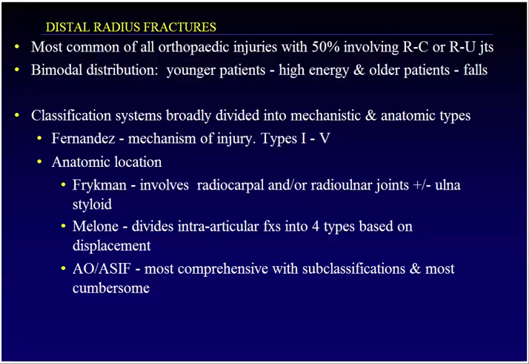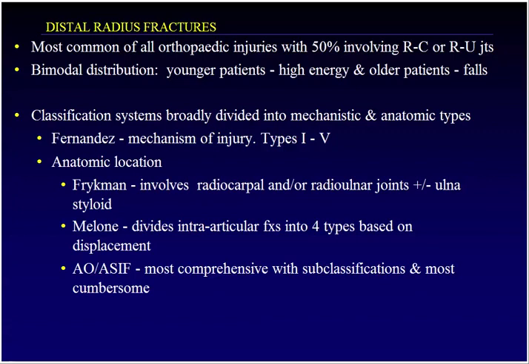Distal radius fractures. The last thing we're going to talk about in the upper extremity are the most common of all orthopedic injuries or orthopedic fractures. 50% of them will be intra-articular and involve either the radiocarpal or the radial ulnar joints. They have a bimodal distribution very similar to tibial plateau fractures, where in young patients they're the result of high-energy trauma, whereas in older patients they're quite commonly the result of low-energy falls in osteoporotic bone. There are multiple different classification schemes for distal radius fractures that either classify these on mechanistic or anatomic locations.